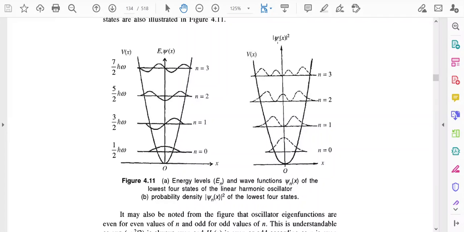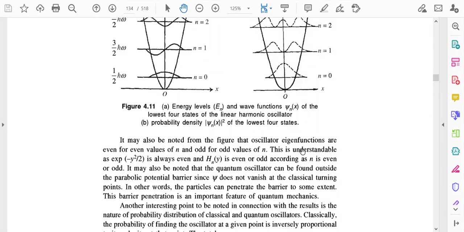We can also see this from the plot of the probability density. You see that mod of psi(x) whole squared is the plot of the probability density. This is the plot of psi_n squared of x for n equal to 0, this is for n equal to 1, this is for n equal to 2, this is for n equal to 3, and so on. You see that the probability density, this dotted curve, is also shown outside of the potential barrier. So it indicates that there is some barrier penetration, and this feature is essentially different from the behavior of the classical harmonic oscillator.